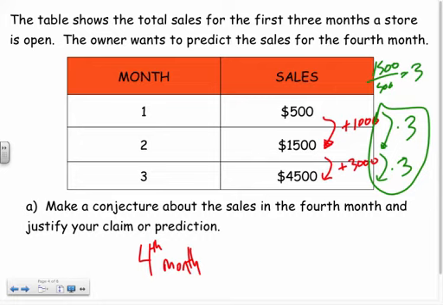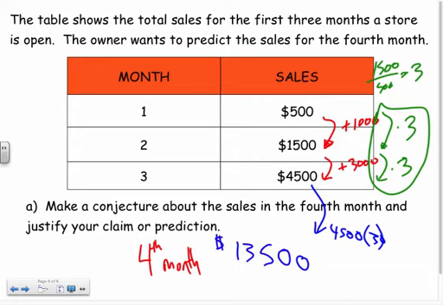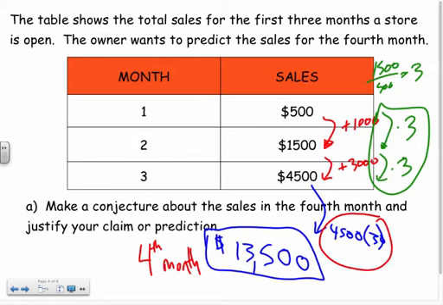So to make a prediction for the 4th month, we take 4,500 and we multiply it by 3, which gives us $13,500 for the 4th month. And to justify my claim or prediction is just right here. I multiplied by 3. I found a pattern. That's my justification. I don't need to write any words for that.